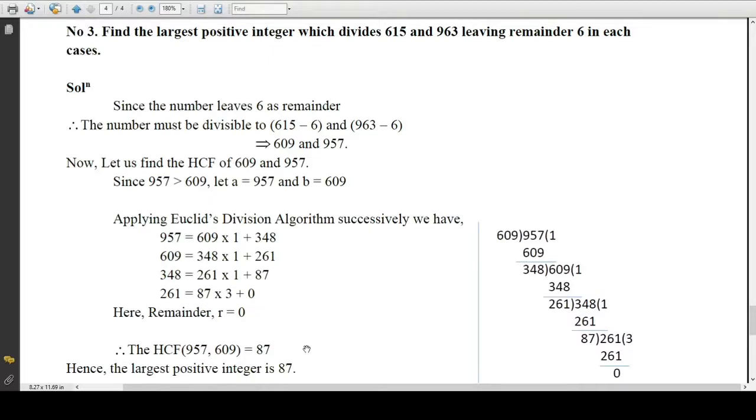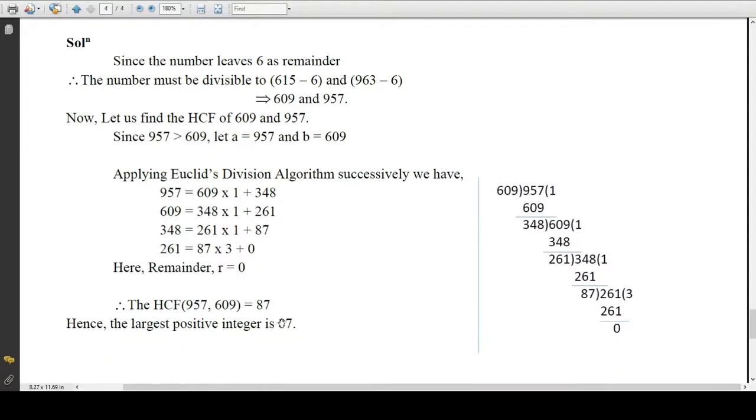Clear? Now if you want to check whether it works or not, you will divide 615 by 87. Definitely you will get 6 as the remainder. And if you divide 963 by 87, there also you will find that 6 will be the remainder. Is it clear? Now this is the end of this part 2.